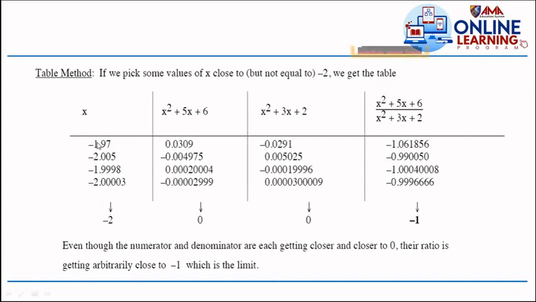Pangalawa, if you're going to substitute 1.97 dito, 1.97 squared plus 3 multiplied by 1.97 plus 2, the answer is negative 0.291. Okay? Then, if you're going to divide these two, ito yung numerator divided by this one. So, numerator divided by denominator, the answer is negative 1.061856 po. Okay? So, yun po yung sagot po natin.